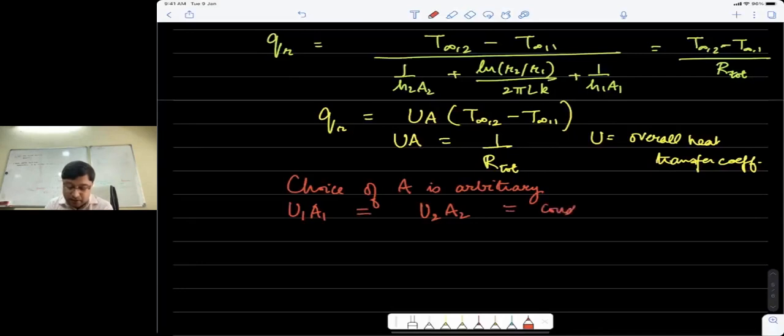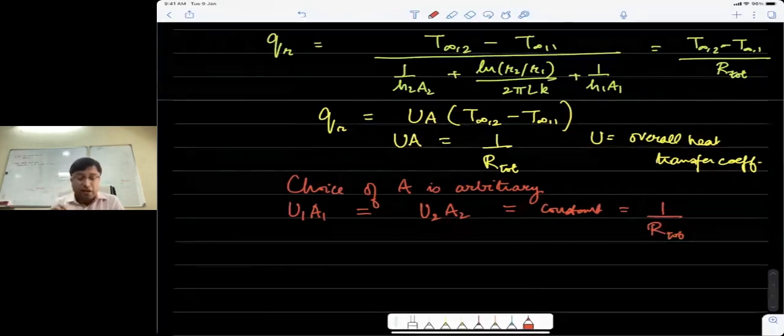And this is what 1 by R total is. So if A decreases, U will increase. If A increases, U will decrease. It doesn't have any bearing on the answer. It's just that we define this overall heat transfer coefficient based on a specific area.